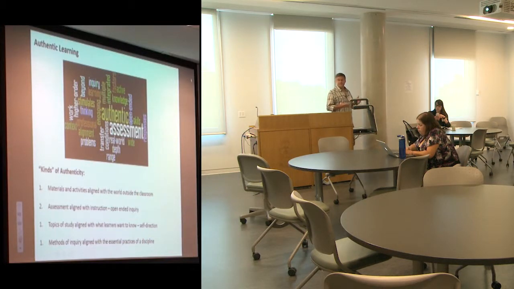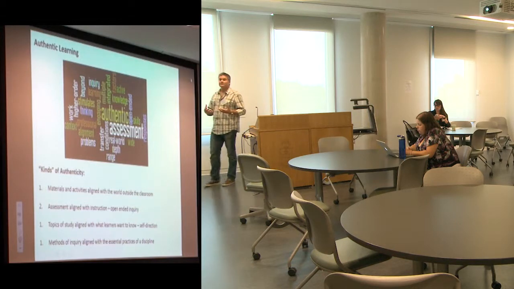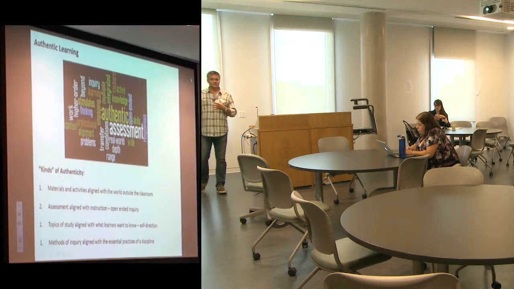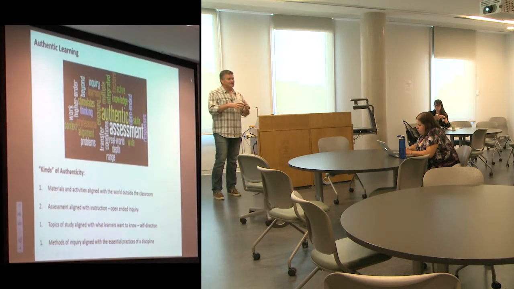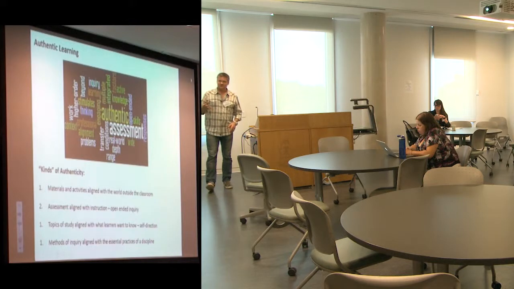There are 4 kinds of authenticity that came out of the research. First, materials and activities aligned with the world outside the classroom. If we're going to teach English literature, students understand that learning it is also about understanding how to think critically and how to exercise our mind. Second, assessment aligned with instruction, open-ended inquiry. It was a movement away from multiple choice tests offered for literature courses, things that are not too difficult to put together.